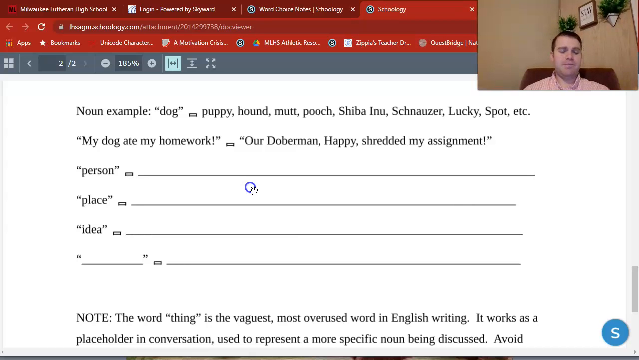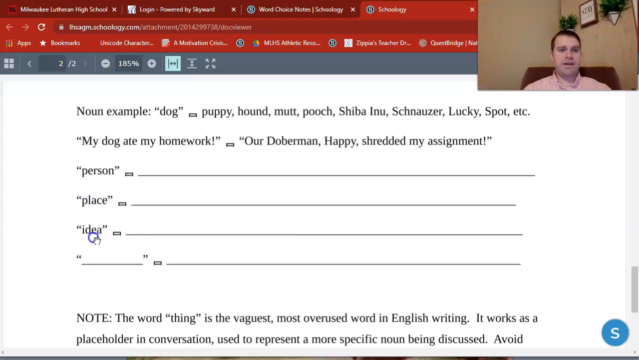For place, again, be specific. Glacier National Park is a place. Milwaukee Lutheran High School is a place. The planet Jupiter is a place. Place is incredibly vague. We want to be more specific there on what place we're describing. Some maybe better creative alternatives for place: location, area, spot. Even could be a better replacement there. It all depends on what you're writing.